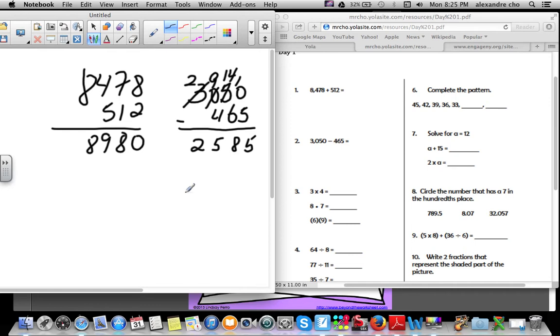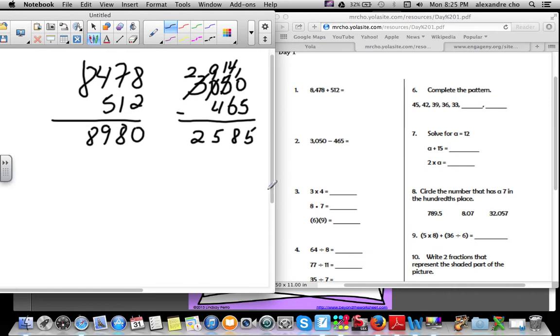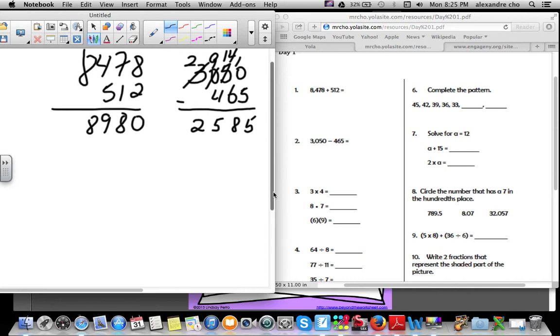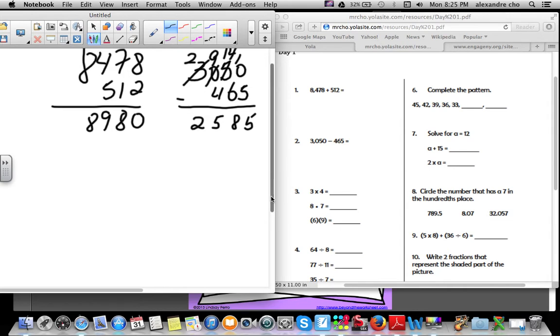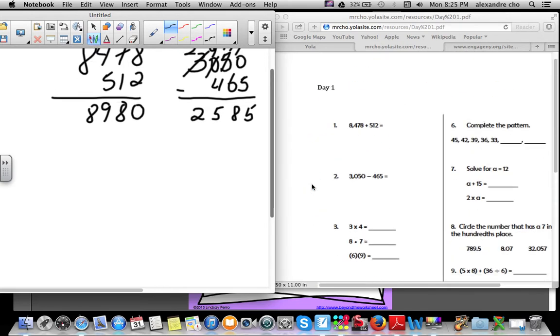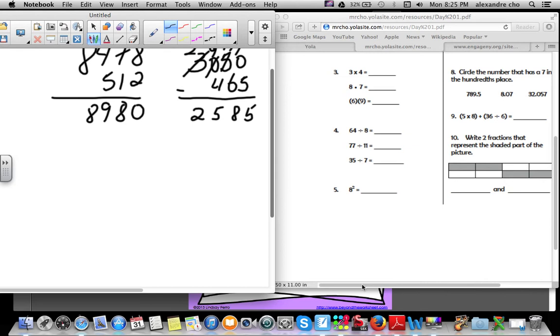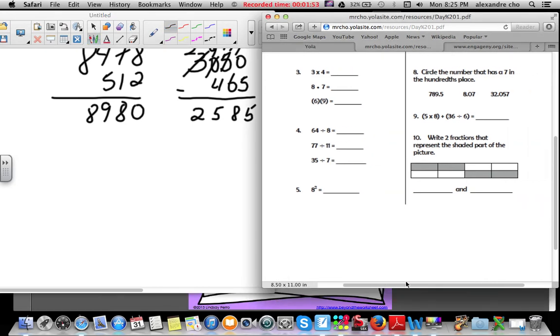Number 3, I'm just going to say it. 3 times 4 is 12. 8 times 7 is 56, and 6 times 9. The objective on number 3 was actually for you to see the 3 ways numbers can be multiplied. You can use an X, the multiplication sign. You can use a dot in the middle, and 2 parentheses separating both numbers, which means multiplication. Okay, so that was the point with number 3.